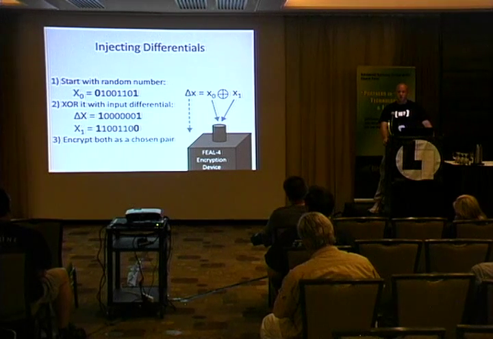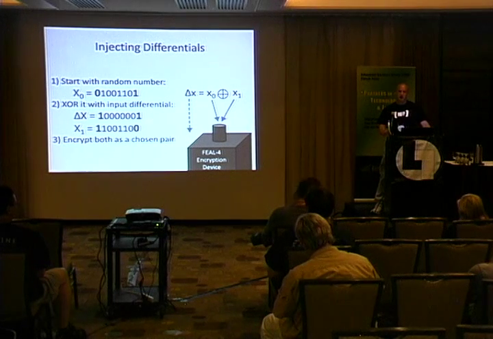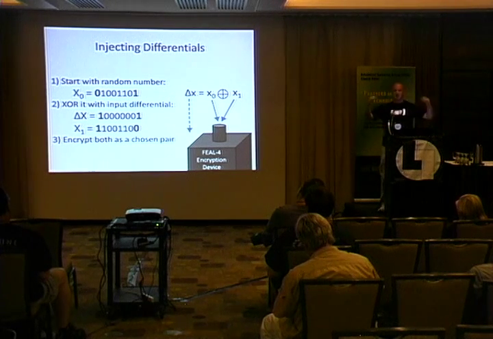Delta x has ones in the positions where the bits changed between x0 and x1. So what we do is we choose plaintexts such that they satisfy this differential. They have this property. So we pick a random number, we XOR it with an input differential. We don't know what that is yet. We'll go into how you find that. But we XOR it with this input differential, and we get the second half of the pair. And then we send both of them into the encryption device.